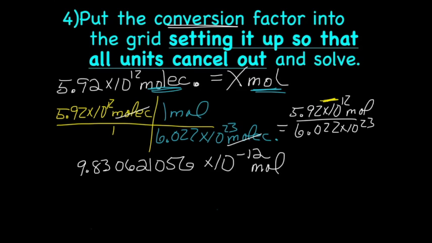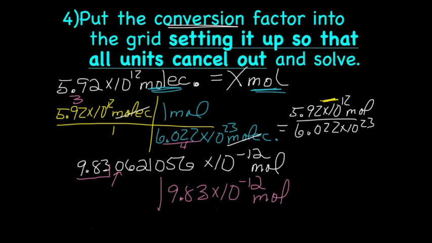All right, now we've got to figure out sig figs. So we go back to our original problem. We have 3 sig figs here, right? And this one has 4 sig figs. So we're going to use 3 sig figs. And the number we're going to drop is a 0, which means it's less than 5. So our final answer is going to be 9.83 times 10 to the negative 12th moles. And you need to have the units in there. Okay. Not so bad, I hope.